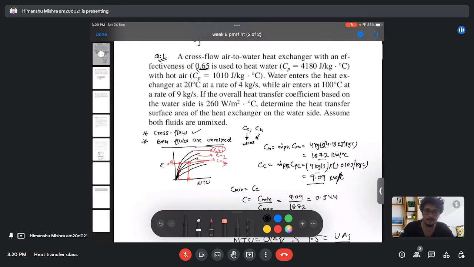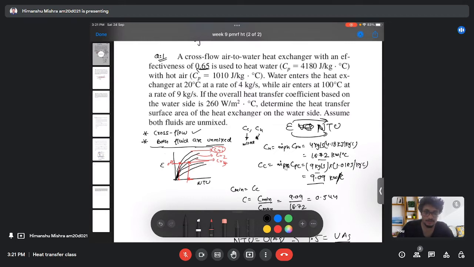So in this problem, we have been given a cross flow heat exchanger, and the second condition was that both fluids are unmixed. We have been given the inlet temperature for both fluids and the overall heat transfer coefficient, and we need to find the area. So we used the NTU method here. First we identify the effectiveness correlation given in terms of NTU.